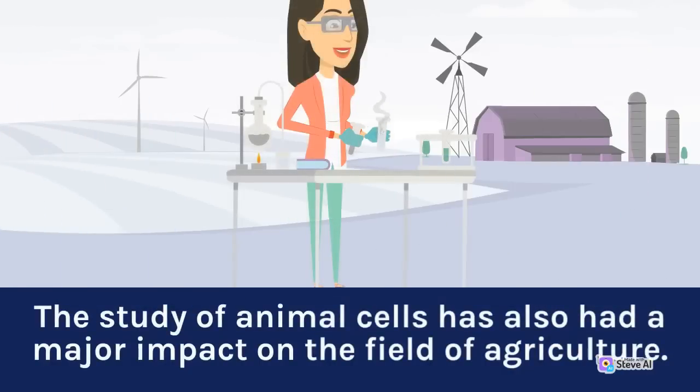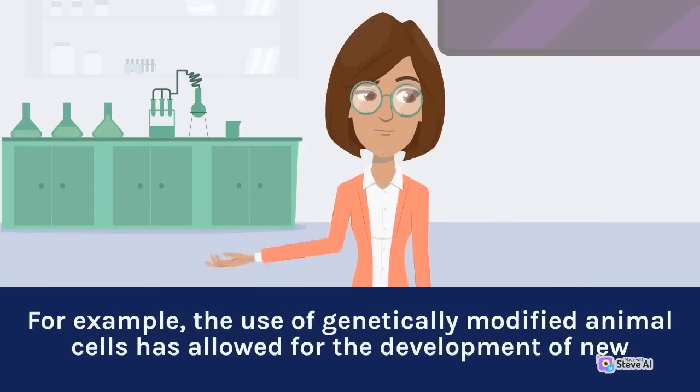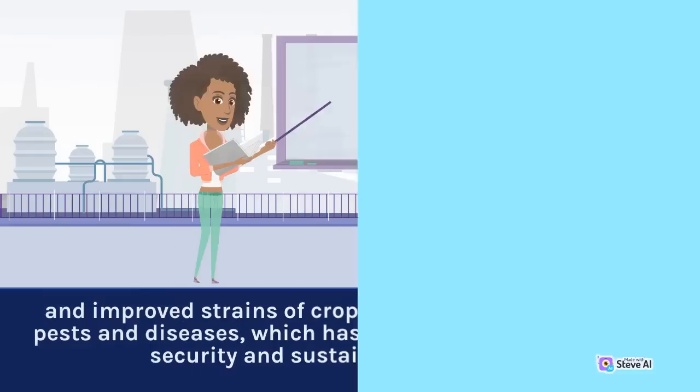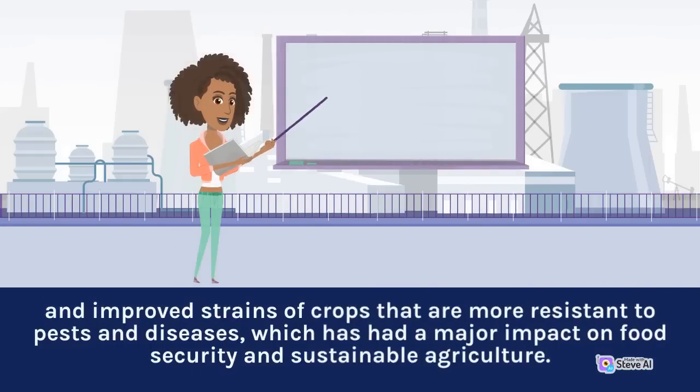The study of animal cells has also had a major impact on the field of agriculture. For example, the use of genetically modified animal cells has allowed for the development of new and improved strains of crops that are more resistant to pests and diseases, which has had a major impact on food security and sustainable agriculture.